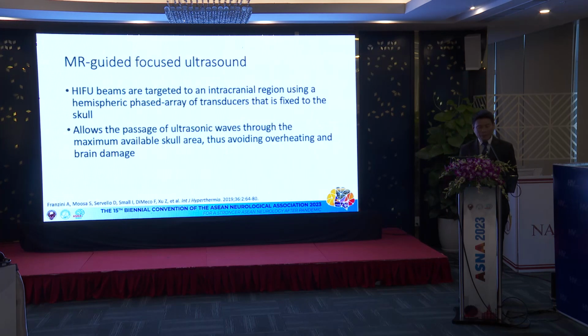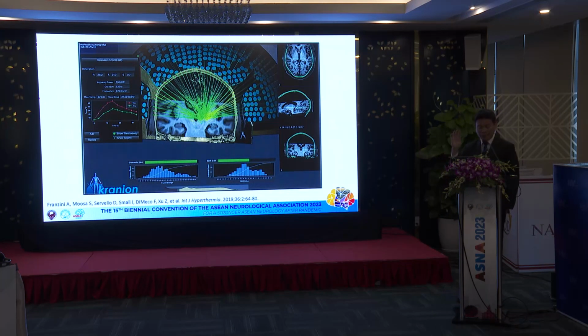So let's talk a little bit about magnetic resonance guided focused ultrasound. So the HIFU beams are targeted to an intracranial region using a hemispheric phased array of transducers that is fixed to the skull. So it allows the passage of ultrasonic waves through the maximum available skull area, thus avoiding overheating and brain damage. So the patient is on the MRI table, and then there's a device that's put on the head, and through the operator, the neurosurgeon, and the physicist, they compute for the dose of the ultrasound waves.